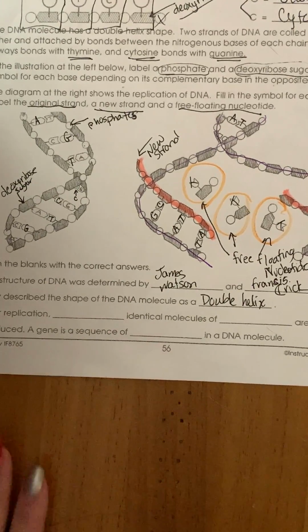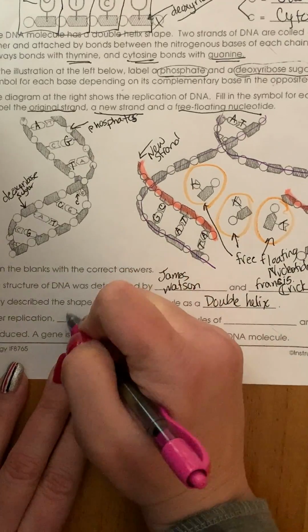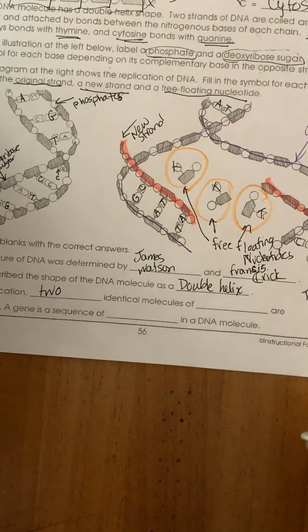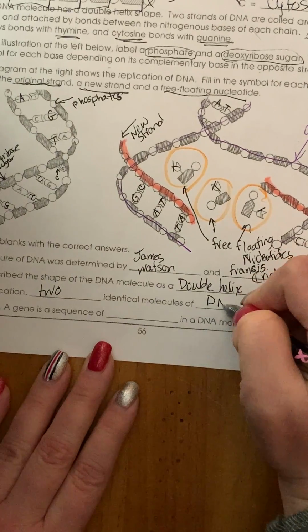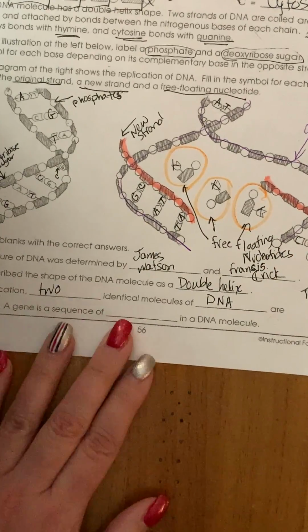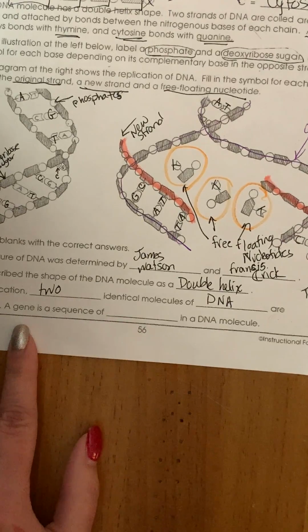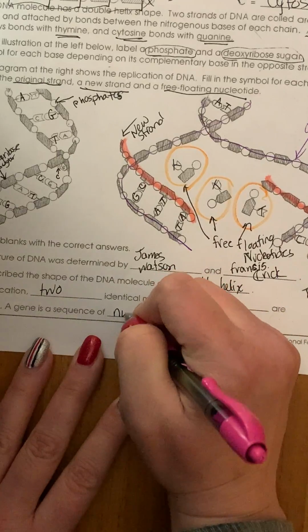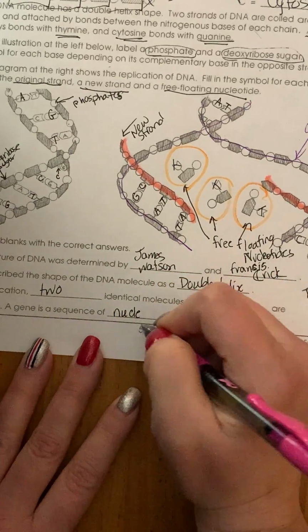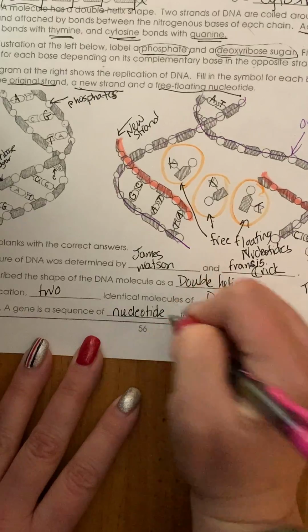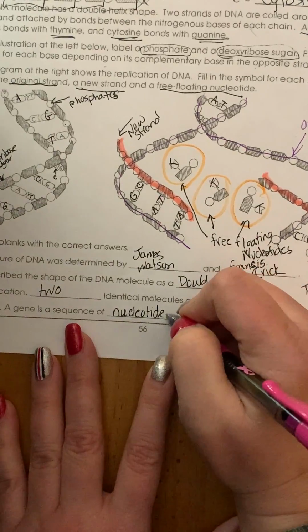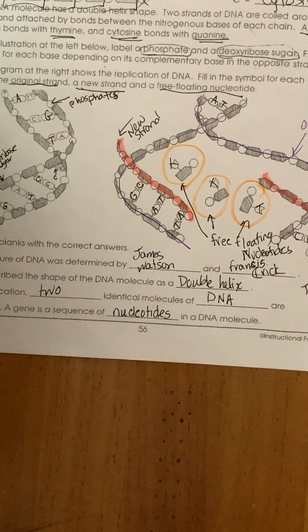Okay, after replication, two identical molecules of DNA are produced. So two identical molecules from the original one are reproduced. And a gene is a sequence of nucleotides on the DNA molecule. So it's just a small segment, but it's not the whole strand like we talked about last week in our video. Okay, so it's a sequence of nucleotides in a DNA strand.